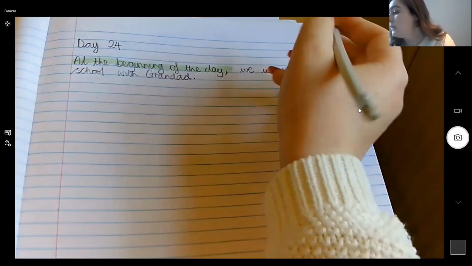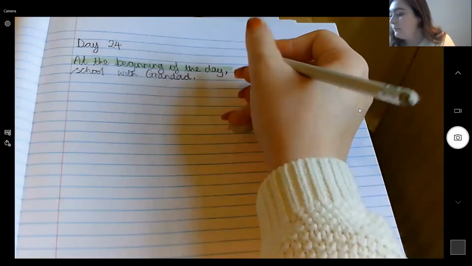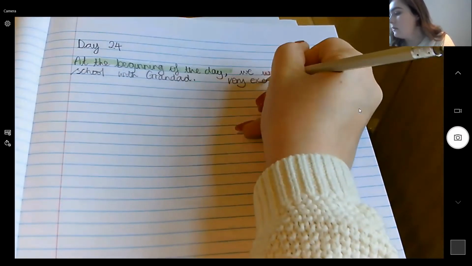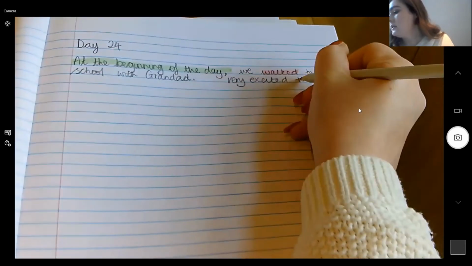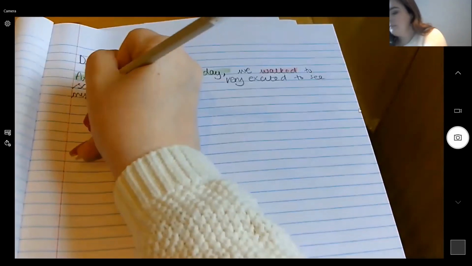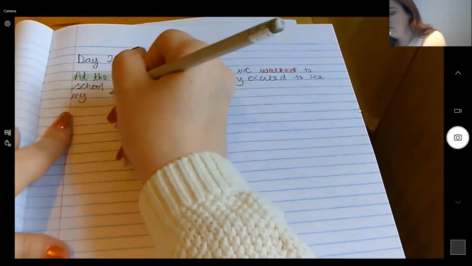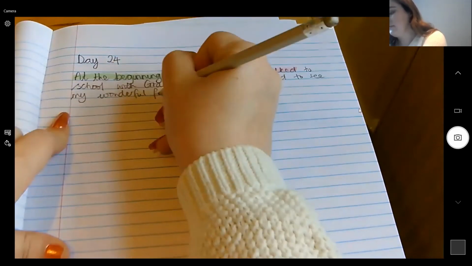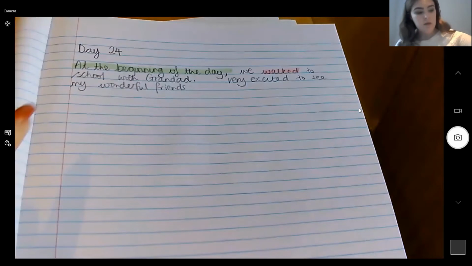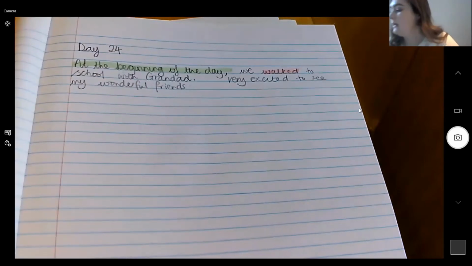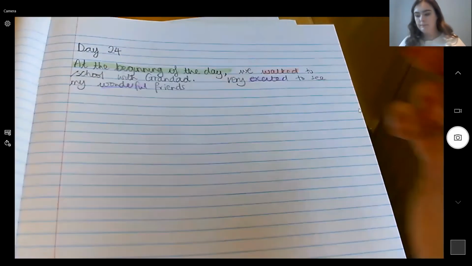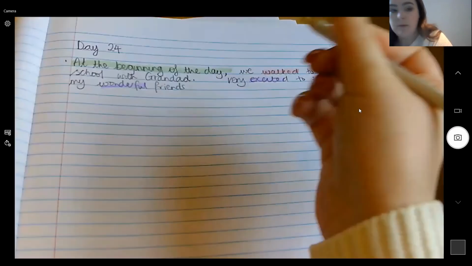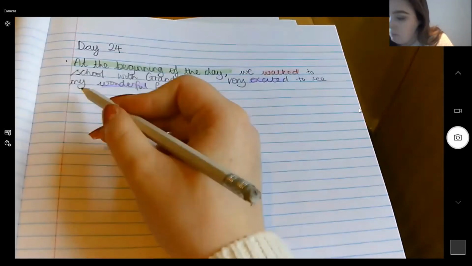So I might write something like, very excited to see my wonderful friends. And then again, that there is using your emotive language. Okay, so that's the first point. So that will probably be my first paragraph. And then I'm going to look at what is next.